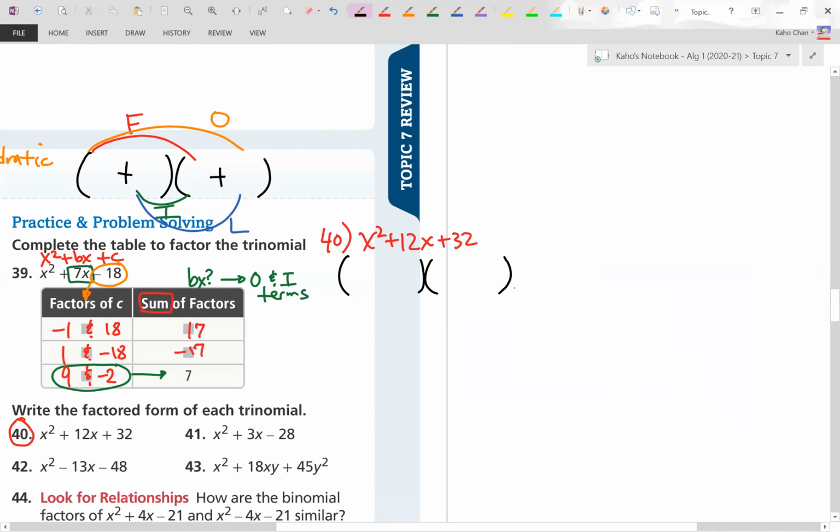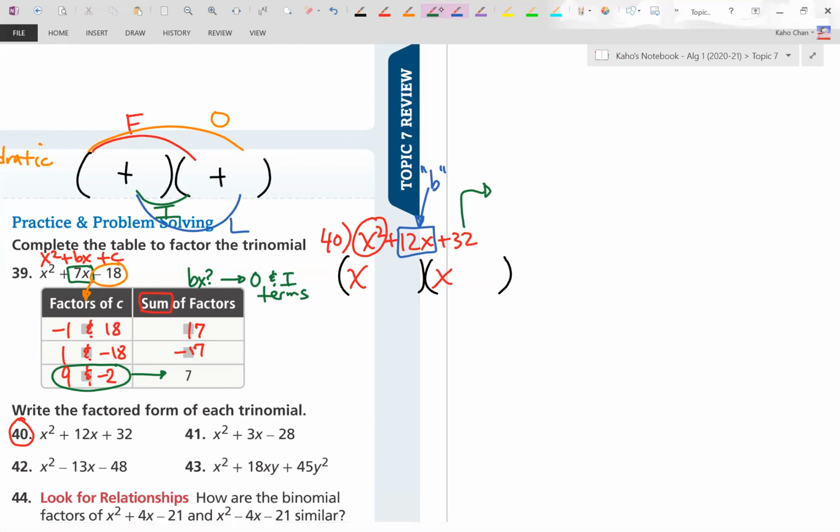There's only one way when it comes to FOIL to get x squared. That is x times x. How many ways are there to get 32, though? I'm going to think of all the possibilities. We're trying to get the sum of those two factors, when added together, to give me my 12x. This is the b value. That's what I'm trying to shoot for.